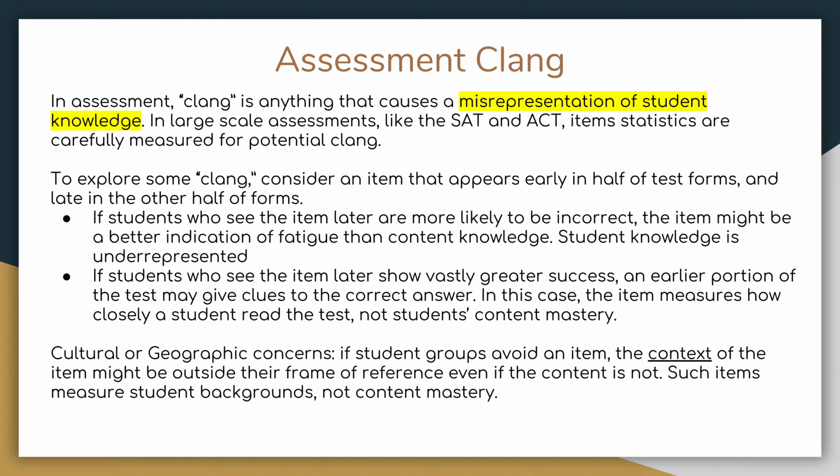Even if the content knowledge measured is not about crabs but about population growth, students in rural Nebraska may be more likely to avoid the item. That means that the item represents a geographic bias. Students don't approach the item because it's outside their frame of reference.